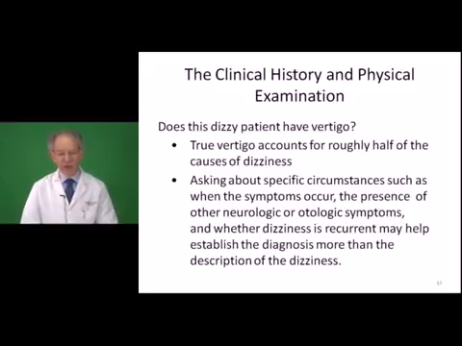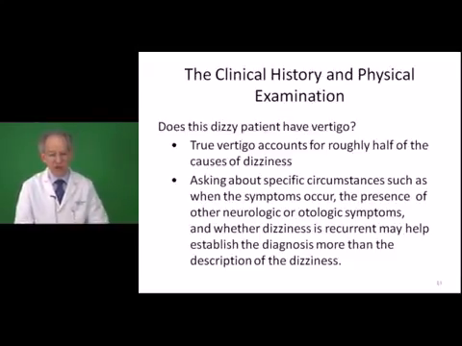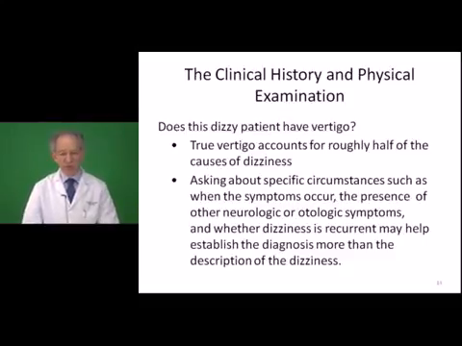Ask about specific circumstances when the vertigo occurs. Ask about the presence of other neurologic or otologic symptoms and whether or not the dizziness is recurrent. These characteristics are often more important than the specifics of the type of dizziness. Patients often wish to describe their dizziness, but these other factors are more important.